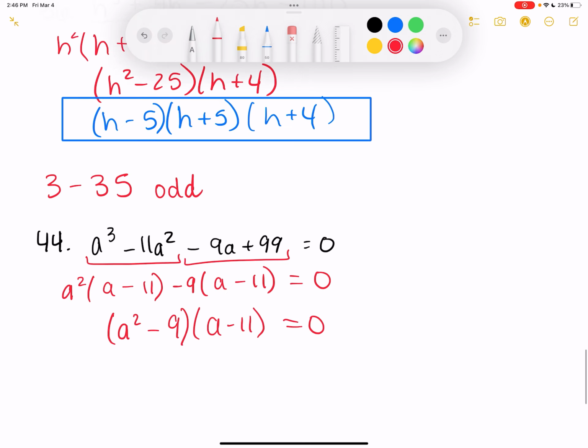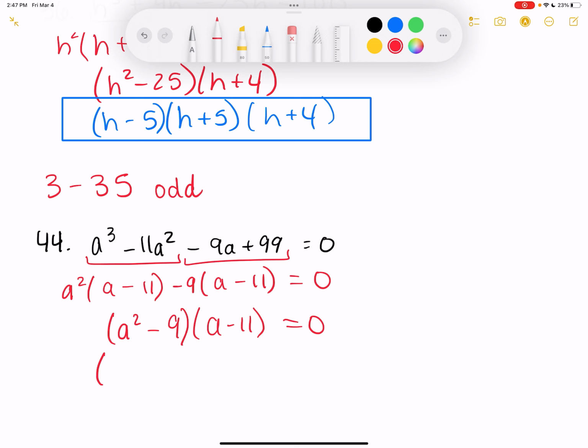But is that factored completely? No. Okay. You can take an a out of it. No. What is this? Difference of squares. So what does that factor into? What does this factor into?